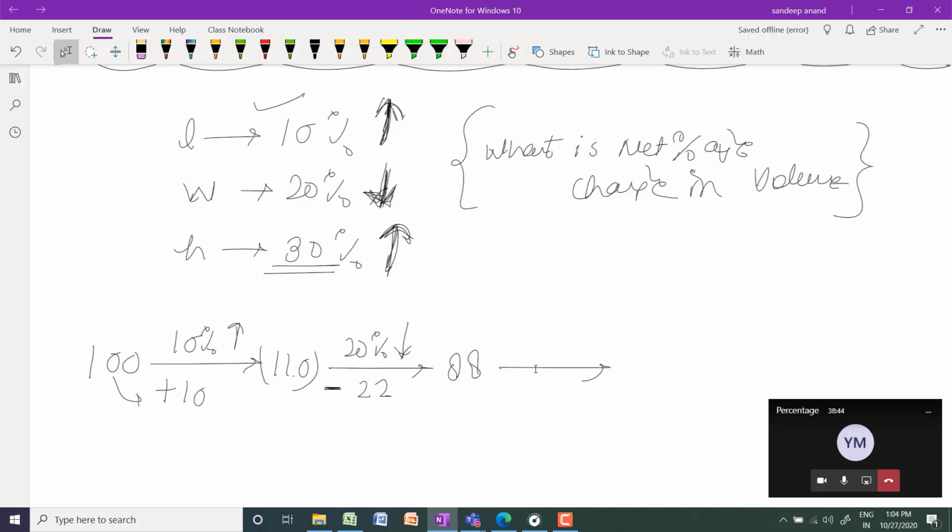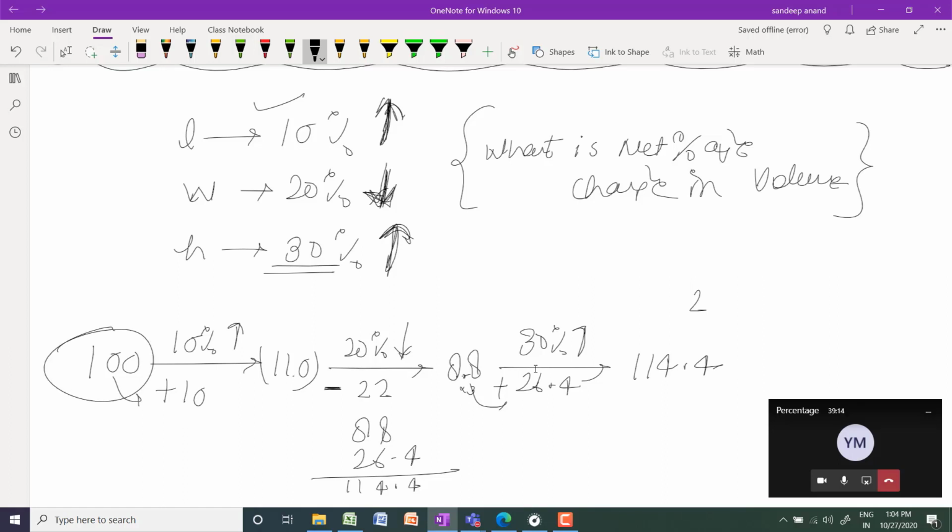Now this value is increased by 30%. 8.8 is 10%, so 8.8 into 3: 3 eights are 24, 4 carry 2, 26.4. You need to add it, so 88 plus 26.4 gives 114.4. So initially the volume was 100, and now it has become 114.4. So there is a 14.4% increase in volume.